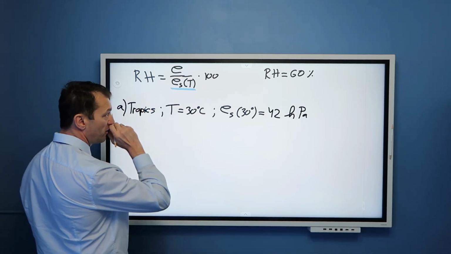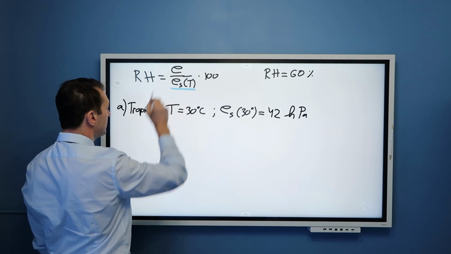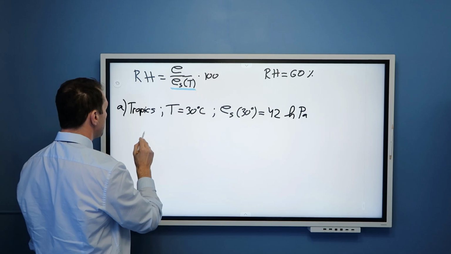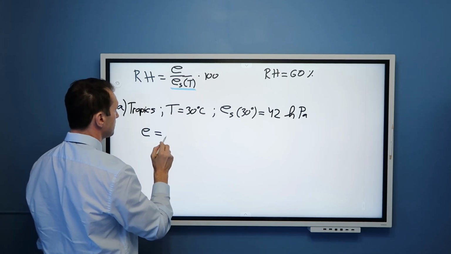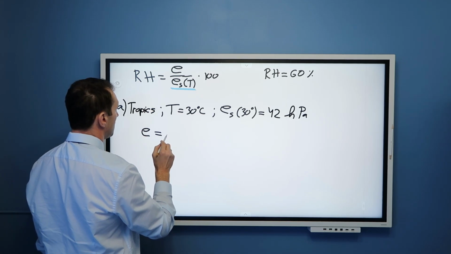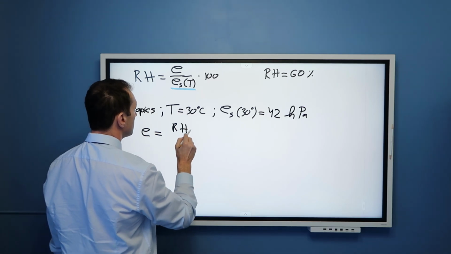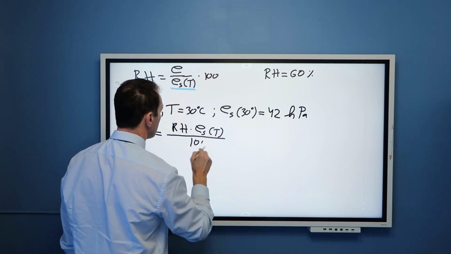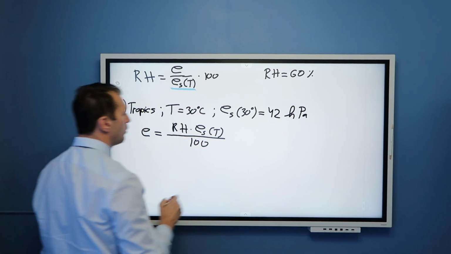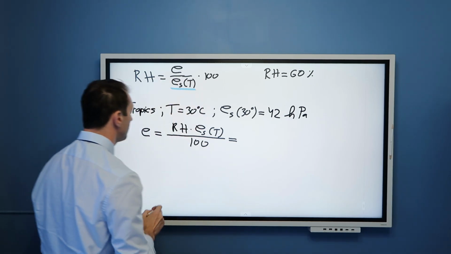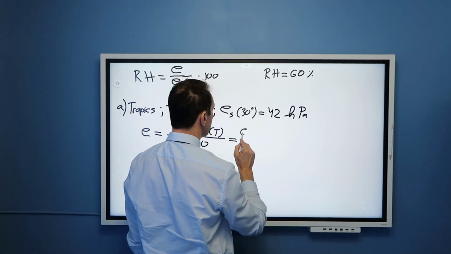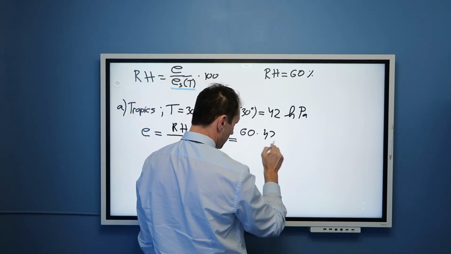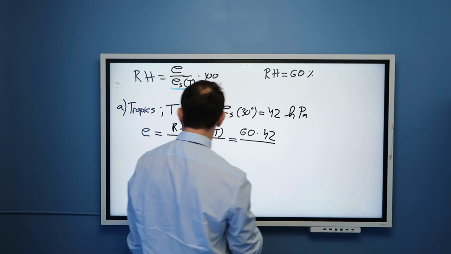So that means that I can calculate this E by rearranging this equation. Namely, E will be relative humidity times ES as a function of temperature divided by 100. That comes from this equation. Well, that is equal further: relative humidity, I just told you, is 60% times ES of T is 42 hectopascals divided by 100.